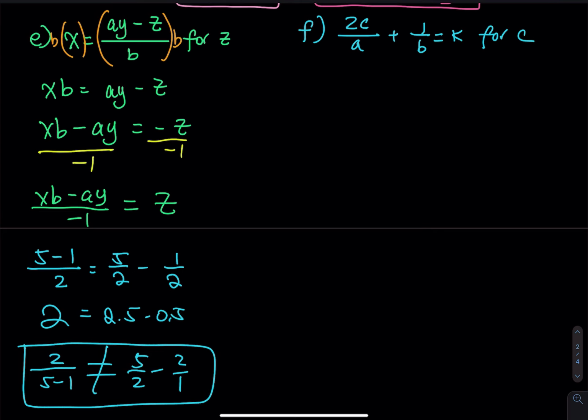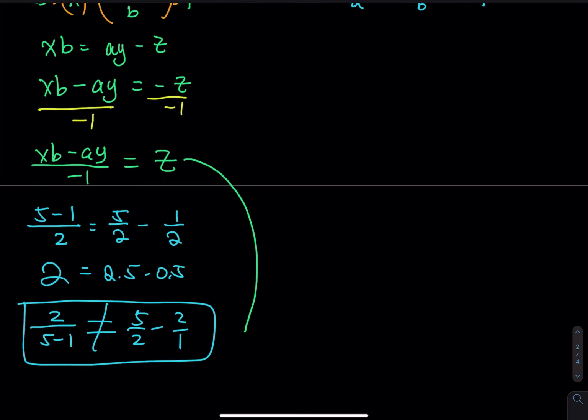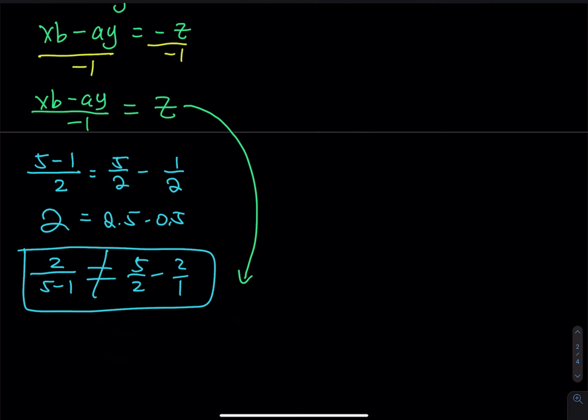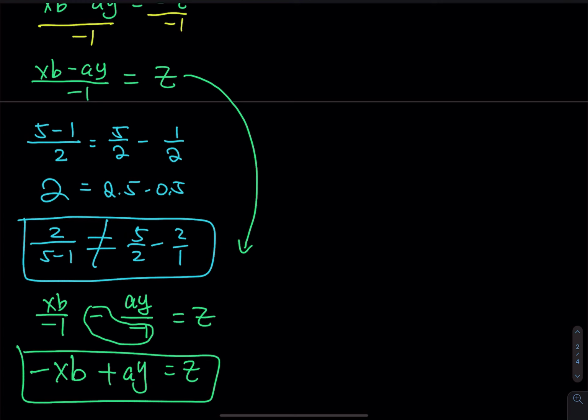So this, you can go one step further. So starting right here, actually it is xb divided by negative 1 minus ay divided by negative 1, and then that is equal to z. And then these two minuses become a plus, so you have negative xb plus ay equals z. So this is how you solve for z.